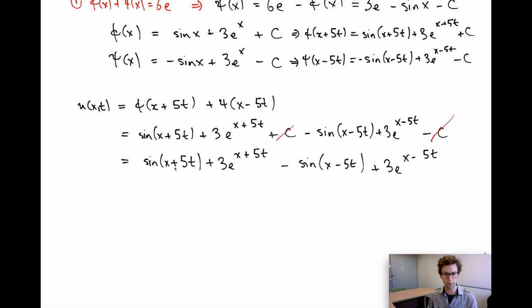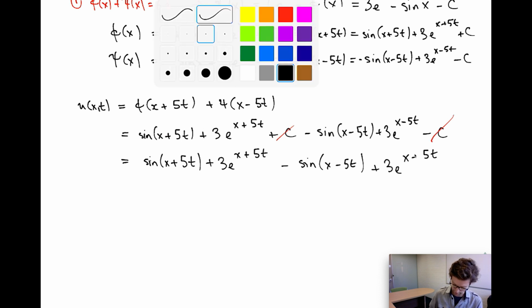So we have a kind of complicated looking solution here, but we can verify that it's a solution by substituting it into our original differential equation. So I'm going to do that by taking derivatives.